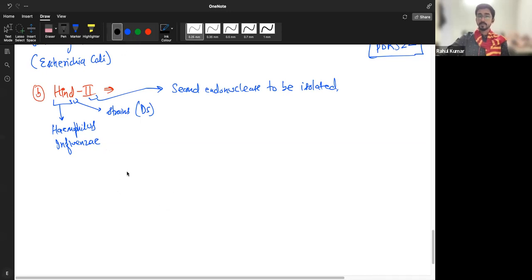Okay. Now in terms of sequences, write down: restriction endonucleases recognize a palindromic nucleotide sequence or DNA sequence. Now, what is the benefit of recognizing a palindrome?